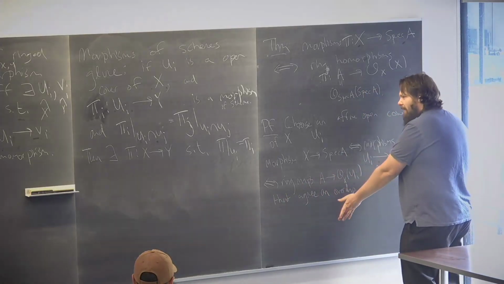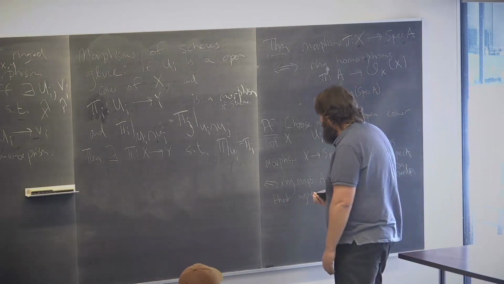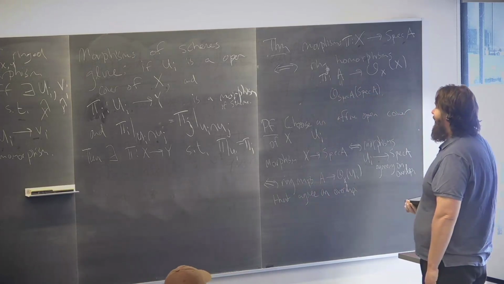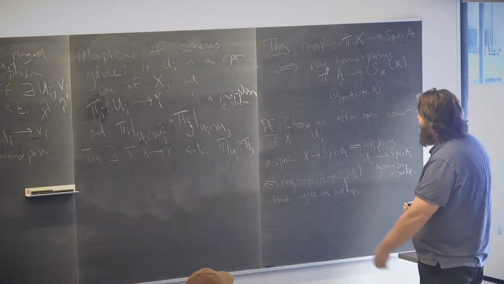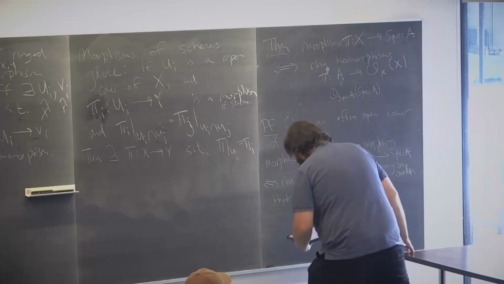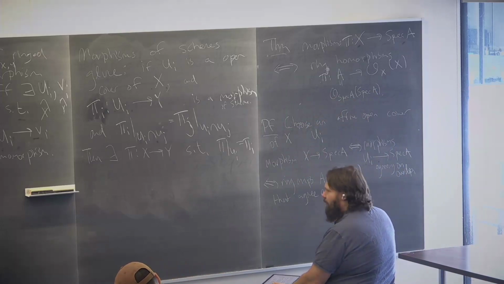I just have to use that I have a cover of the overlap by affine schemes. I was a little worried about that if I'm not quasi-separated, but I still have a cover of the overlap. It's just not finite. That's okay. Okay, so I have these ring maps.